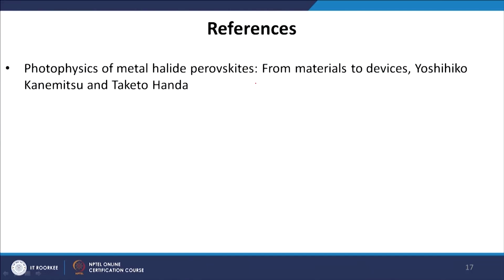Now, regarding whatever we have discussed today on the photophysics of the perovskite, as I said, there are a lot of excellent research papers and review papers, and if you search online you will get them. For example, you can read Photophysics of Metal Halide Perovskites: From Materials to Devices by Yoshihiko Kanemitsu and Takumi Handa. This is a very good reference to understand the basic concepts of the photophysics of the perovskite. But there are a lot of other excellent review papers on the photophysics of the perovskite materials, which one can also look for better understanding.